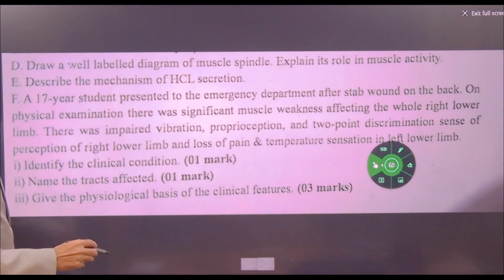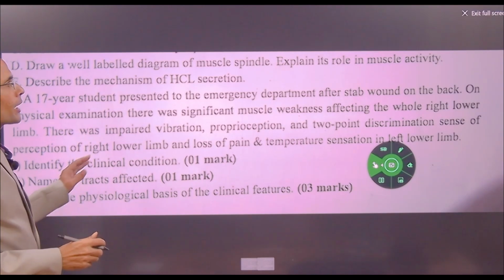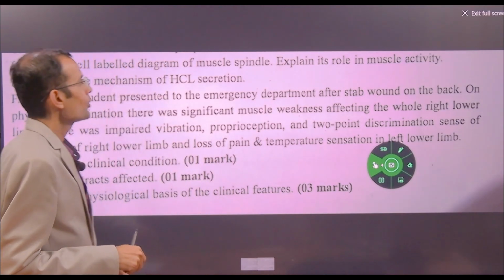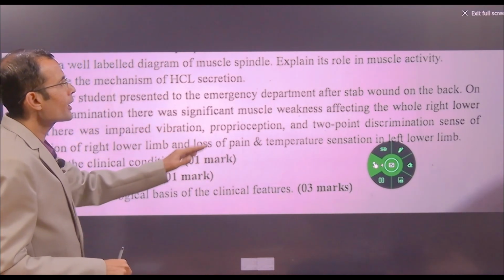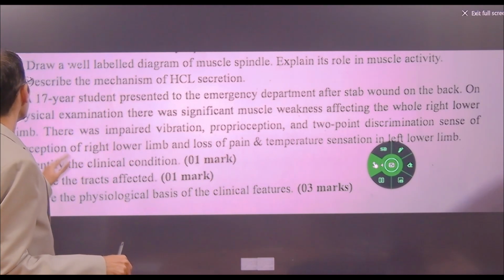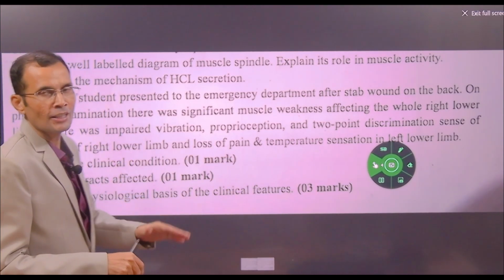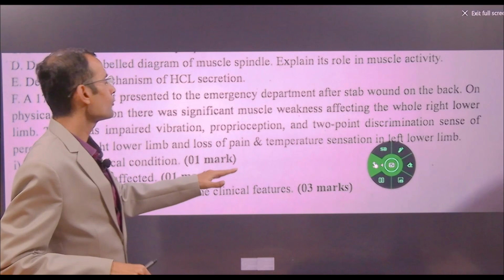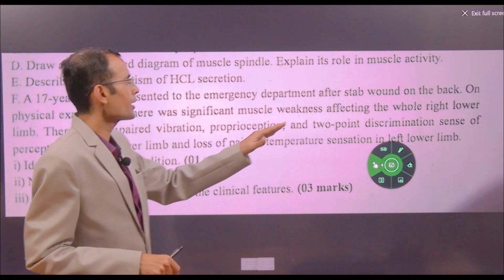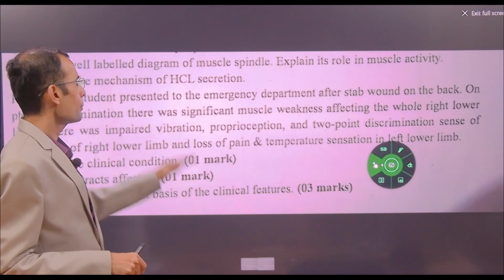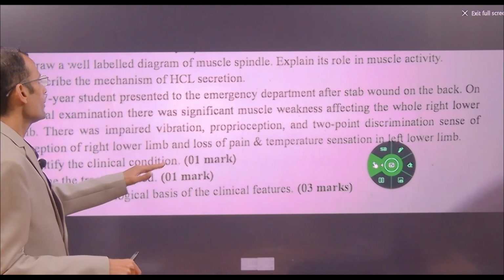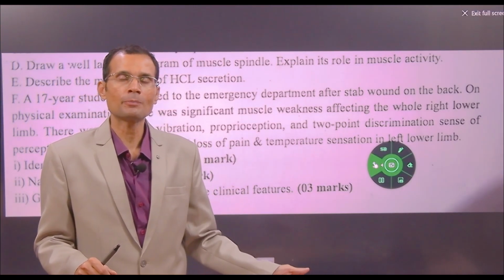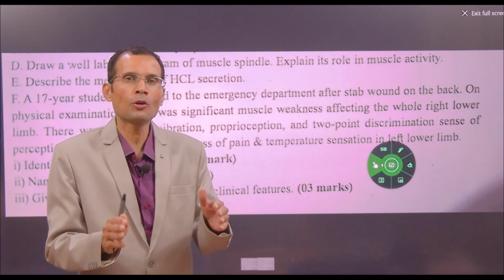Okay. A 17-year-old student presented to the emergency department after stab wound on the back. Stab wound on the back. On physical examination, there was significant muscle weakness affecting the whole right lower limb. There was impaired vibration. Now see the clue. Loss of vibration, proprioception and 2-point discrimination. Means touch, pressure, vibration, proprioception was impaired on the right side and loss of pain and temperature on the left side, left lower limb. Can you guess what this condition is?